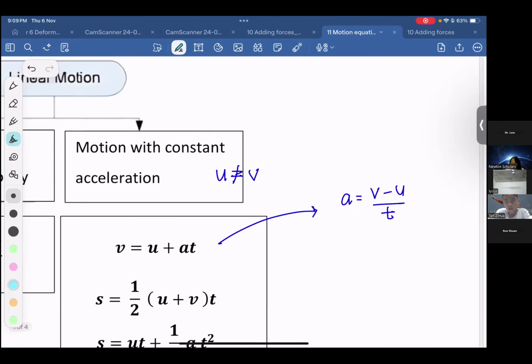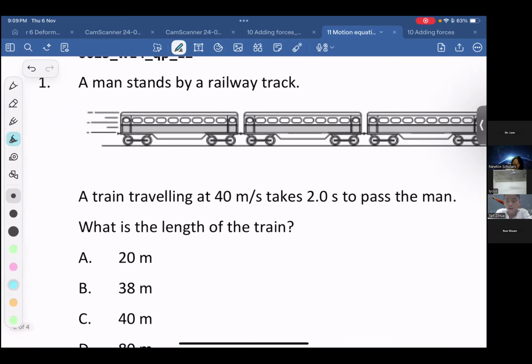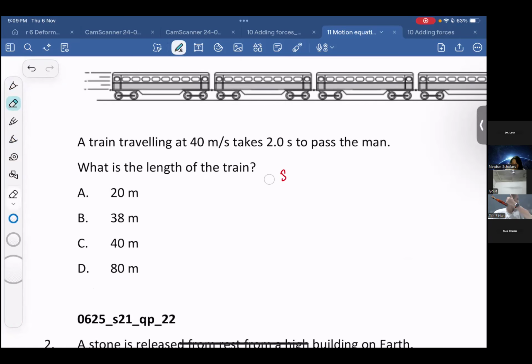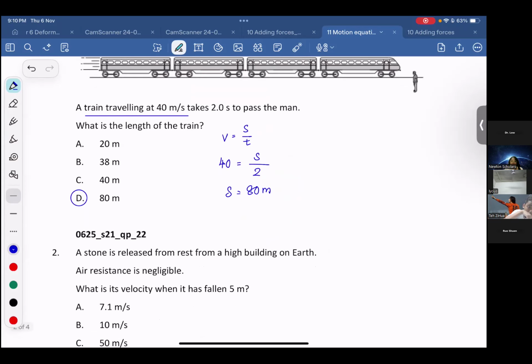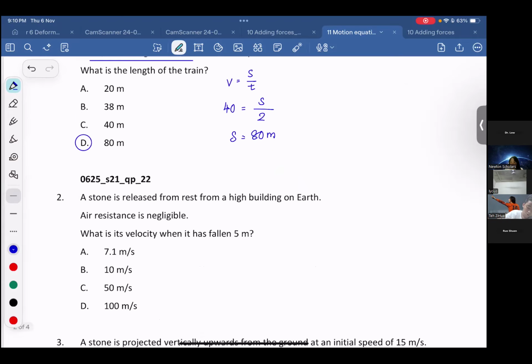Velocity, did it change? No change. That means we are using the most simple one, with constant velocity. So we're using distance divided by time. So boys and girls, speed is equal to distance divided by time. Your speed is 40, your time is 2. To complete the whole path, the distance is actually the length of the train. It's 80 meter. Most important is the train doesn't change velocity. Now we go to question number 2.